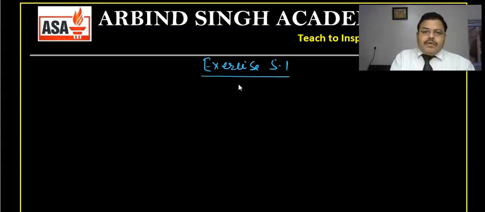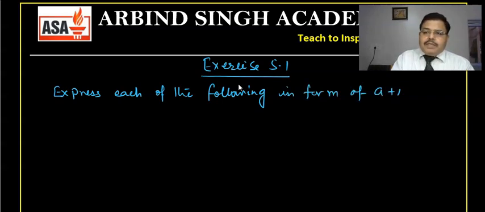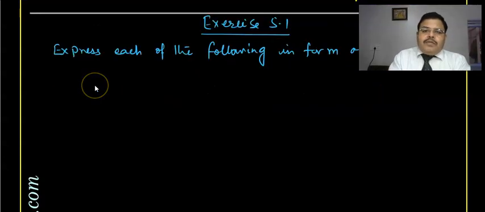Express each of the following in the form a plus iota b. Now we have the question. The very first question is 5 iota into minus 3 by 5 iota.